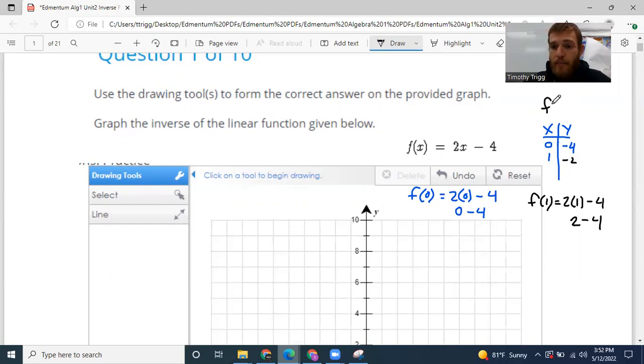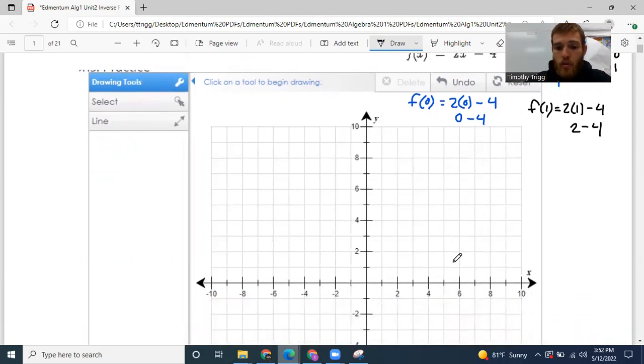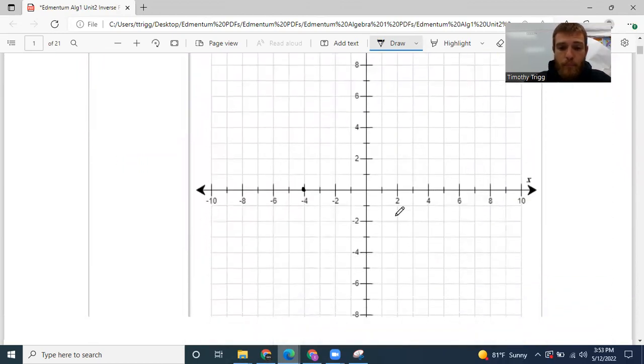So this is for f of x, which means that the inverse function, f inverse of x, will have these flipped. So instead of 0, -4, it's going to be -4, 0. And instead of 1, -2, it's going to be -2, 1. So what we're going to do is create a line that goes through those 2 points. So you can go to -4, 0, that's right here. And then -2, 1, which is right here.